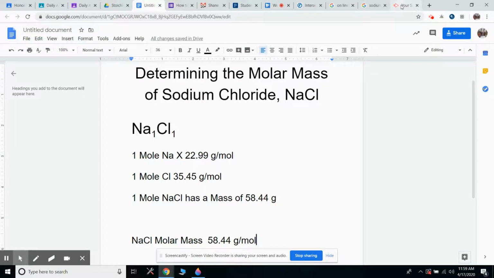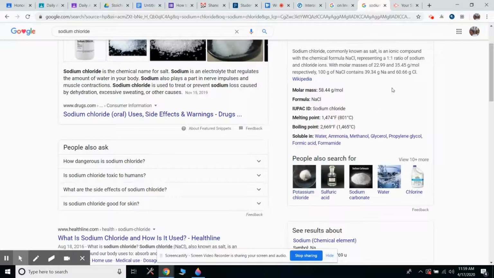And if we go back to that original website when I did my search, you see that now you understand how the authors of this webpage were able to calculate the molar mass of sodium chloride.